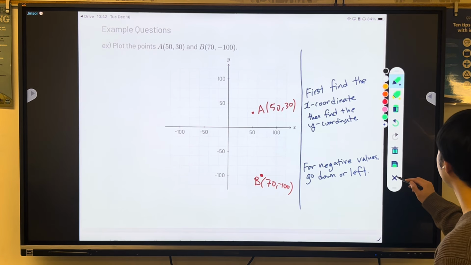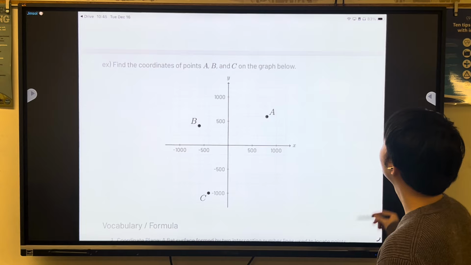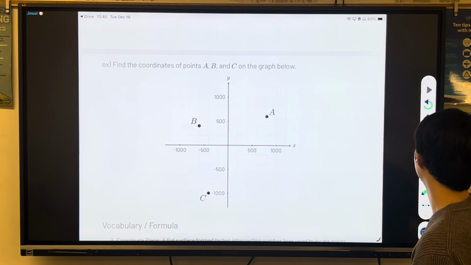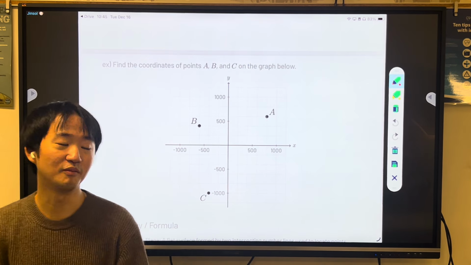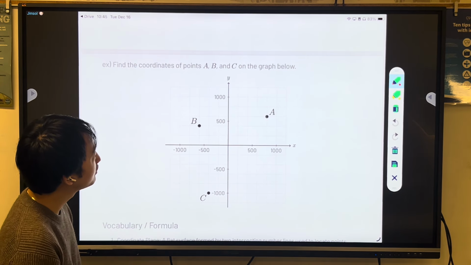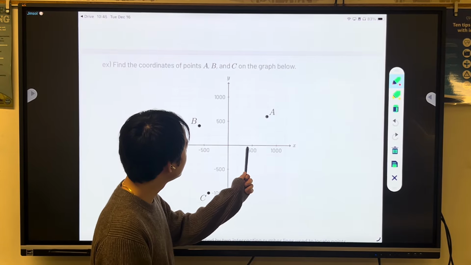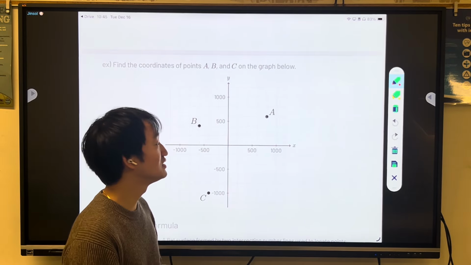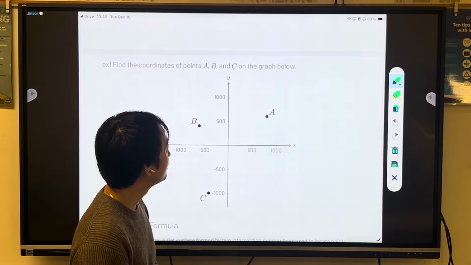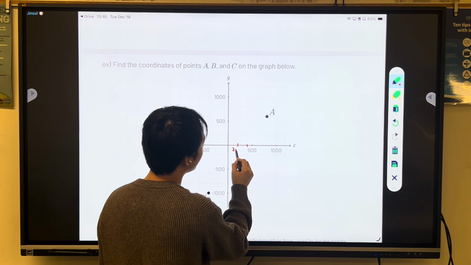Let's move on to the next example question. Find the coordinates of the point A, B, and C on the graph below. So this time, instead of me giving you the coordinates, you need to find it from the graph. So let's start with the point A. In this case, we go 1, 2, 3, 4, 5. 5 grids. 5 grids are 1,000. So I think we can tell that each grid is going to be 200.